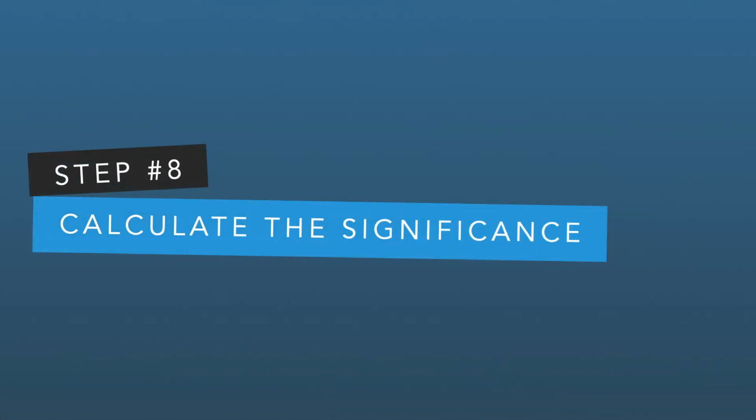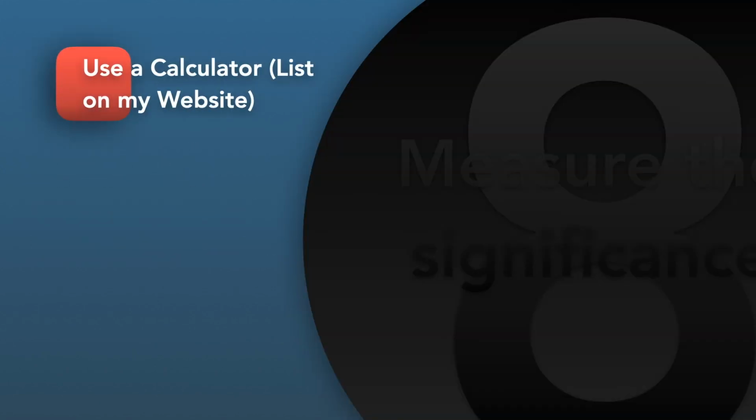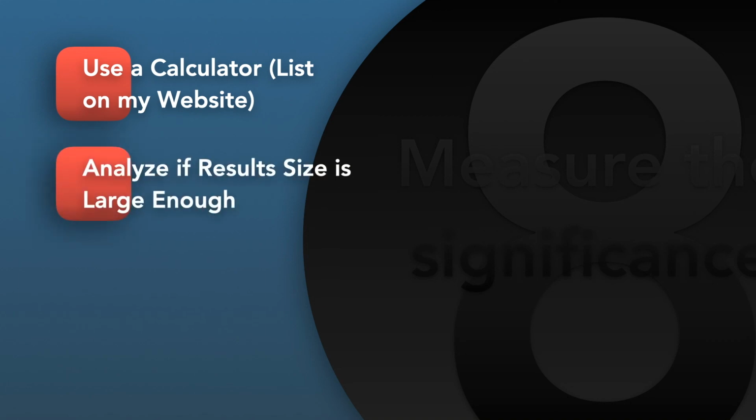Step number 8. Measure the significance of your results using an A/B testing calculator. This is where you determine if you have enough data to make some changes to your next round of emails. For this, I have in my toolbox section on my website some tools you can use to calculate the significance of your results for free.